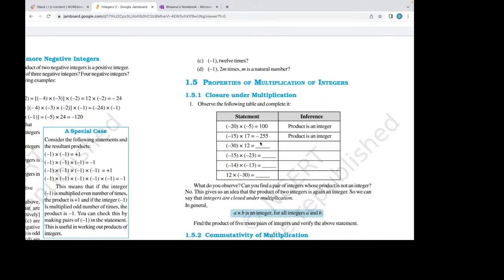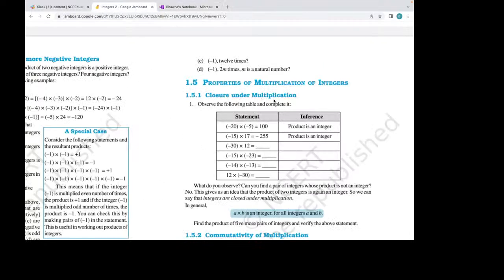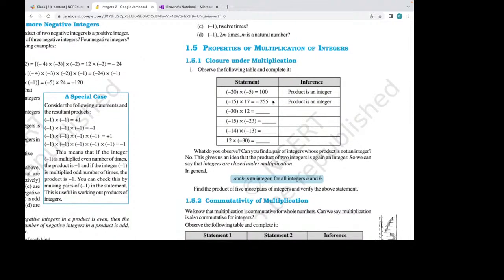Now let's move on to properties of multiplication of integers. So here we are going to learn some properties. Number 1 is closure under multiplication. Commutative property, multiplication by 0, multiplicative identity, associative property and distributive property. We are going to learn these several properties of multiplication of integers. So now we will learn that one by one. So number 1 is closure under multiplication.